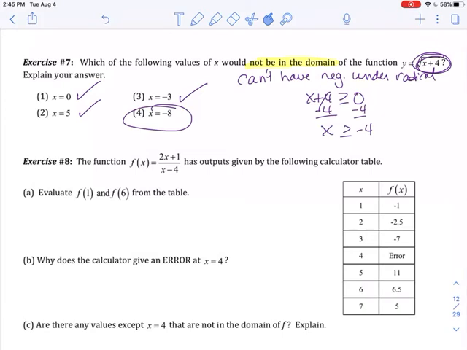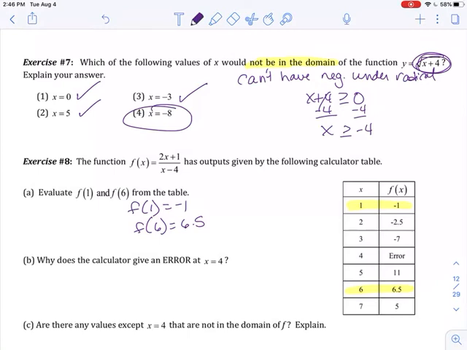The function f of x equals 2x plus 1 over x minus 4 has outputs given by the following calculator table. Evaluate f of 1 and f of 6. All right, so f of 1, I'm going to come right here. F of 1 is -1. F of 6 is right there. So f of 1 equals -1. F of 6 equals 6.5.